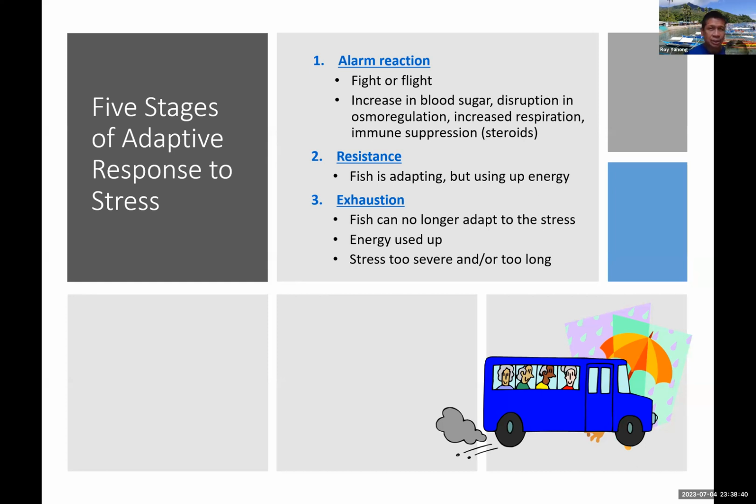The second stage is resistance. So the fish is trying to adapt, but it's using a lot of energy, and it's trying to fight a battle to get back to its normal state. The third stage is exhaustion. The fish can no longer adapt to the stress that it's under. It's going to use up its energy, and the stress is too severe and too long for the fish.